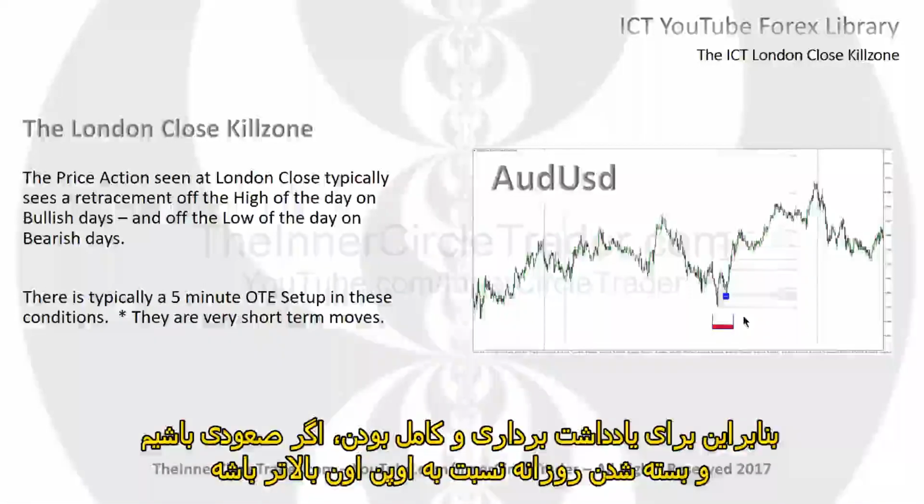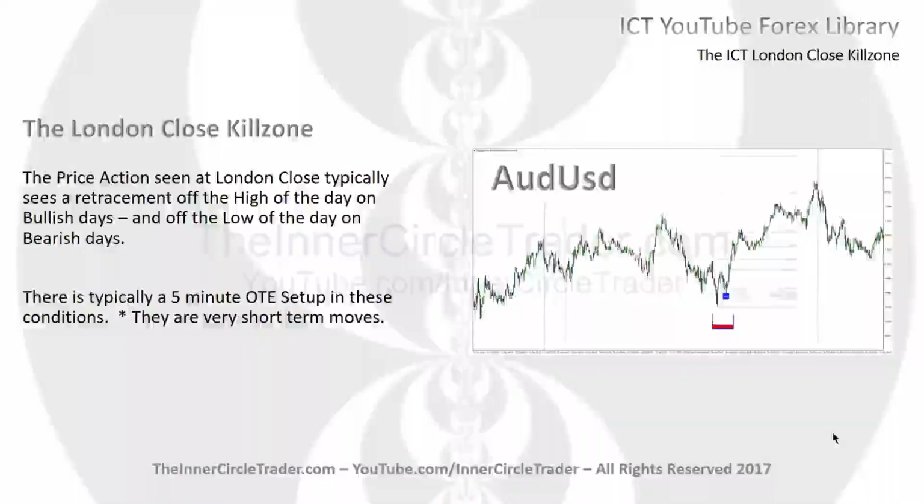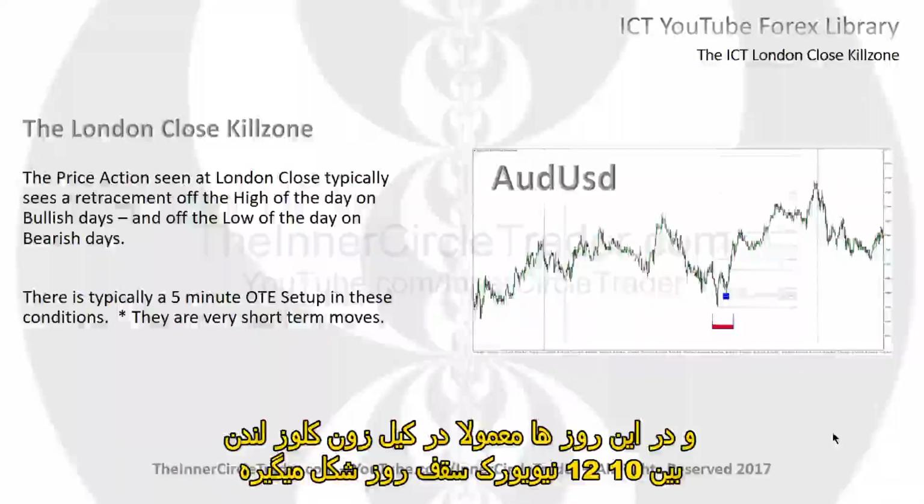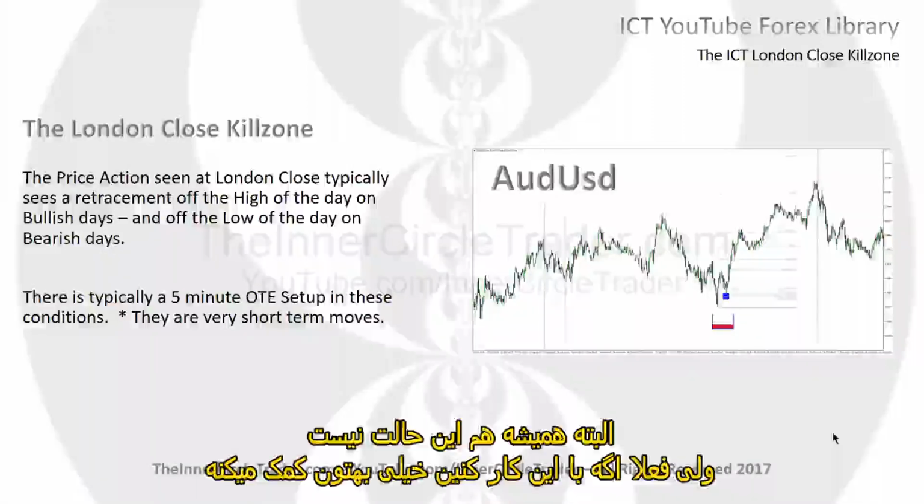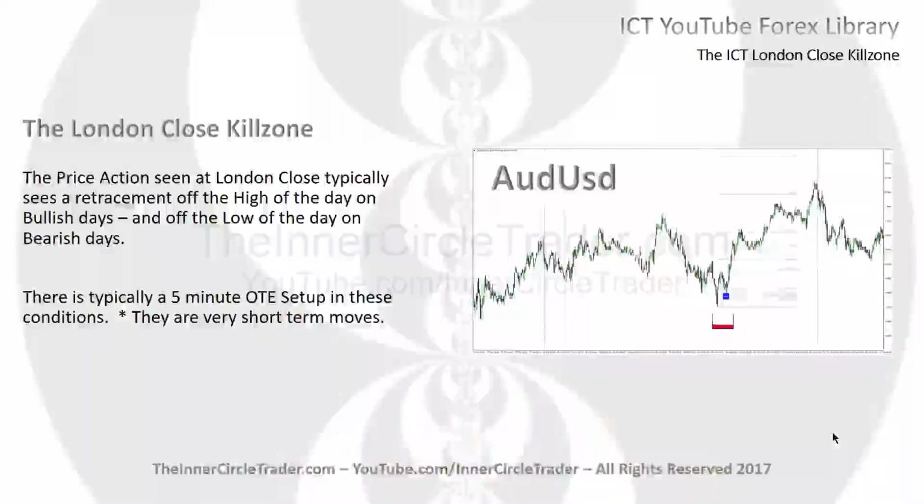So for the sake of note-taking and completeness, if we're bullish and the daily close is going to be high relative to its opening, in other words, it's an up-close day, the London Close is going to be typically when the high of the day is formed, between 10 o'clock and noon. Now, there will be times when that isn't the case, but for now, if you use this general rule of thumb, it's going to serve you well.